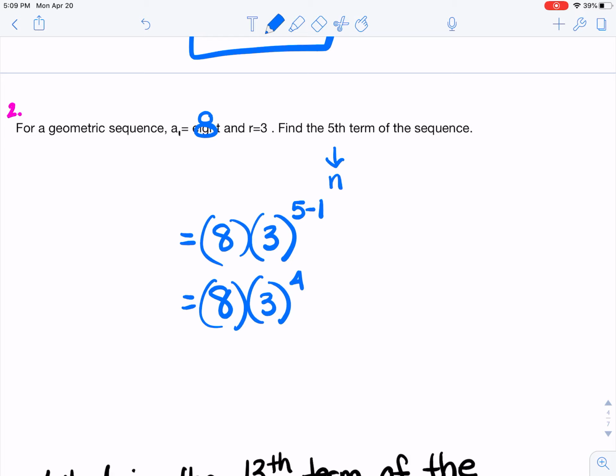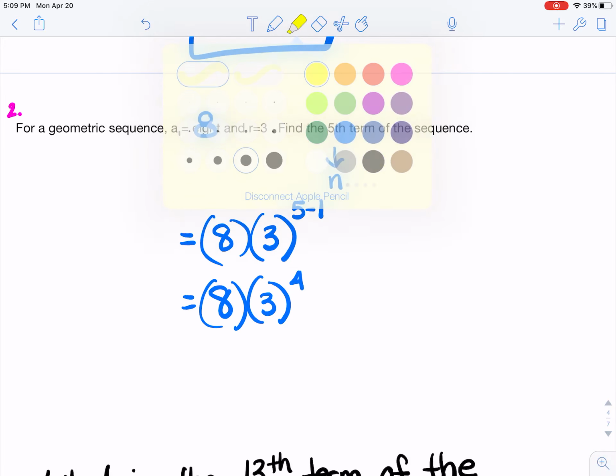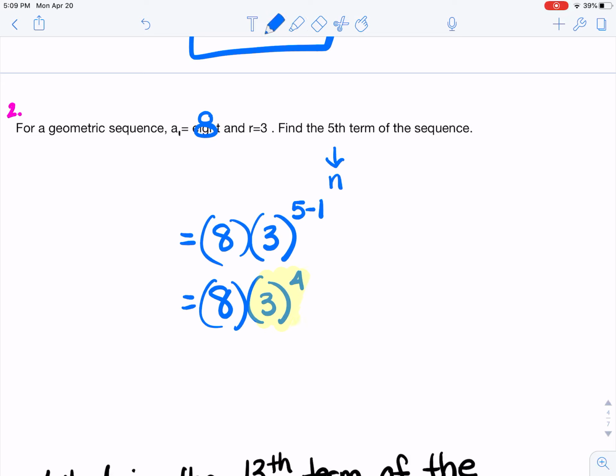3 to the 4th times 8. Make sure that you're doing your, please excuse my dear Aunt Sally, your order of operations, and that you do not multiply 8 times 3 first and then raise it. What you need to do is you need to do this exponential part of the problem first, then multiply it by 8. Or again, type it in the calculator exactly the way that I have.